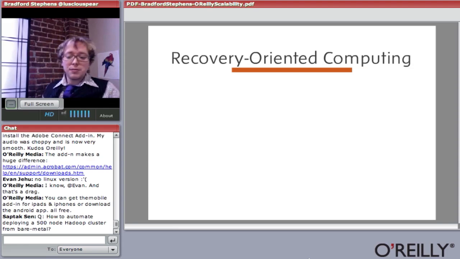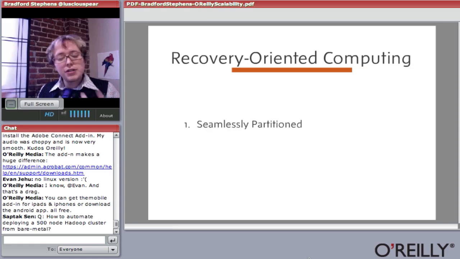So that kind of brings me to one of the big major features of this whole talk, which is about recovery-oriented computing. And this should really be at the core of your thoughts when you're building systems that have to handle large amounts of users or large amounts of data. Things need to be seamlessly partitioned, and this is a huge pain point that everybody from Twitter to Facebook or anybody doing sharded MySQL has discovered, is that dividing your data among these machines is a very difficult thing.